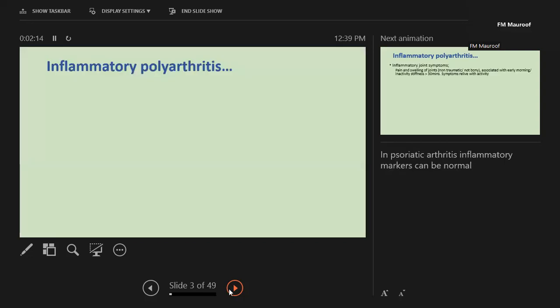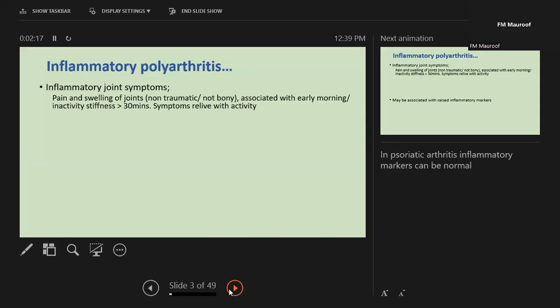So inflammatory arthritis, what is inflammatory arthritis? So inflammatory polyarthritis. First of all, we need to clarify what inflammatory joint symptoms are. What you mean by inflammatory joint symptoms is non-traumatic or non-bony pain and swelling, which is associated with significant early morning or inactivity stiffness. By significant I mean lasting for more than 30 minutes, and the symptoms relieve with activity.